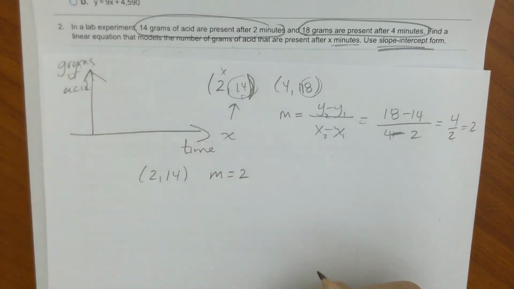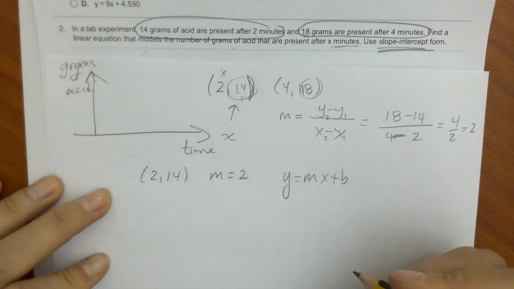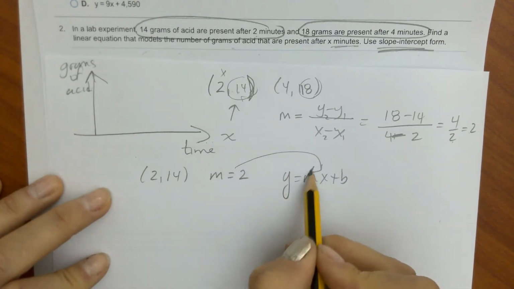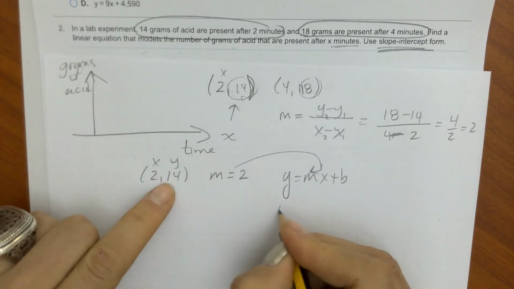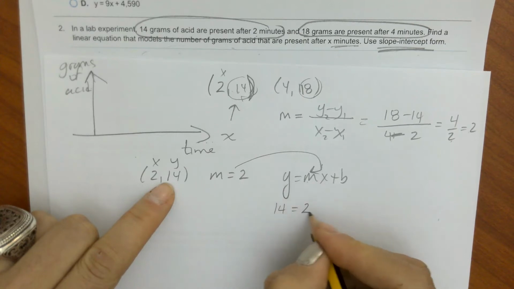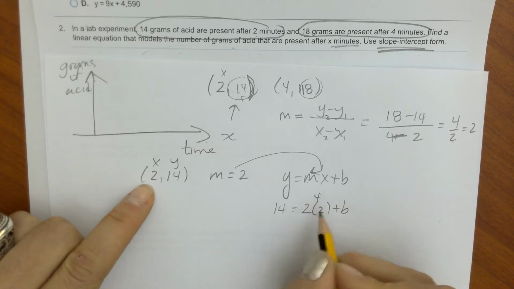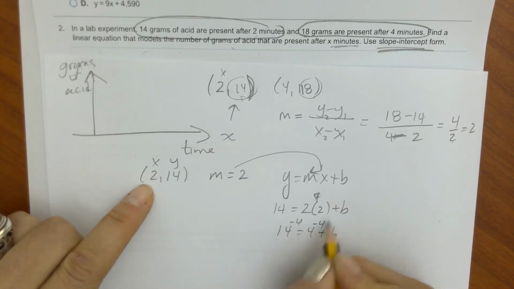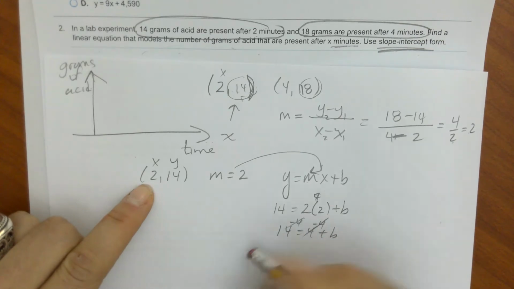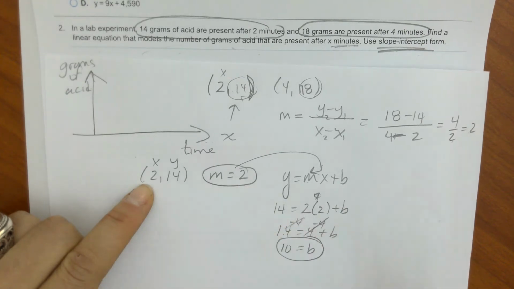So what's your favorite equation? Yep, it should be that. So I'm going to put my slope in here, and that's my x and that's my y. So instead of y, I'm going to write 14. My slope is 2. My x is 2. That's 4, so I have 14 equals 4 plus b. I'm going to solve for b. Don't cancel them out. That's 14 subtract 4 is 10. So I know b equals 10, and I know my slope is 2.